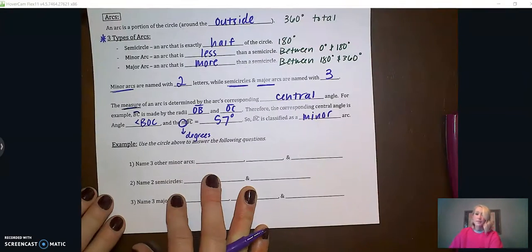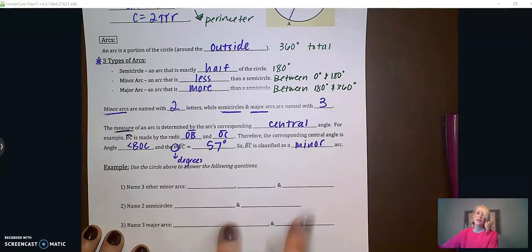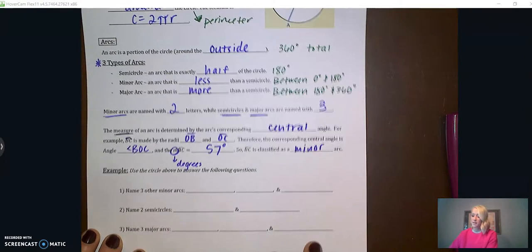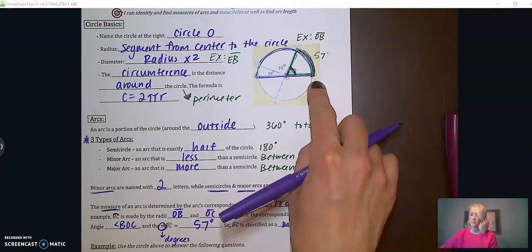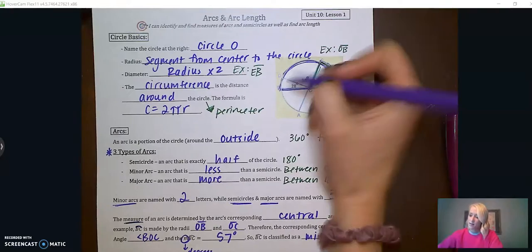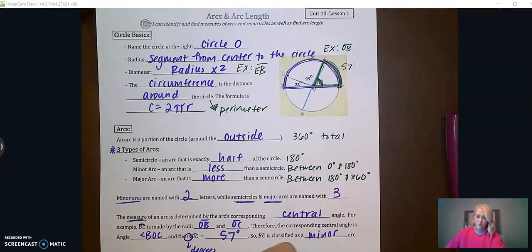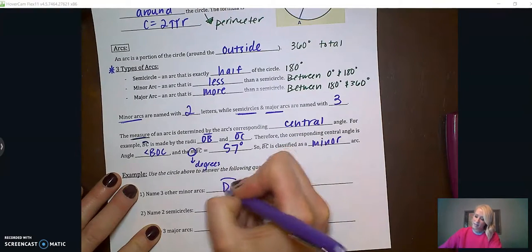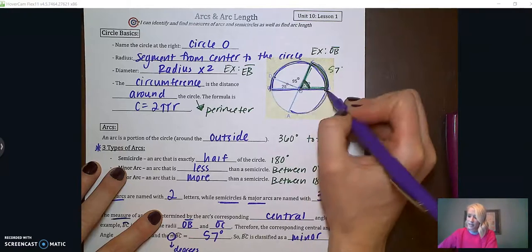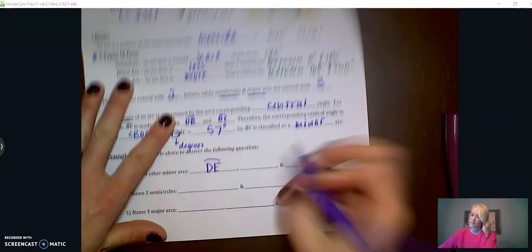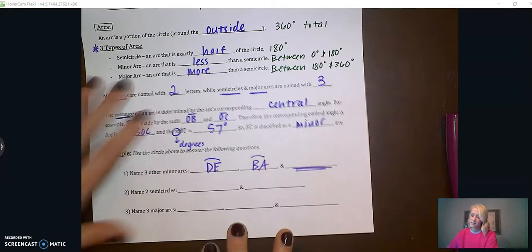Okay, let's just practice naming some arcs here. I'm going to name the first two, and then you can name the last one. How about we try naming 3 other minor arcs besides BC? So many options, guys. Anything that's less than half a circle, use 2 letters. So maybe I'll say DE. DE, ED, same difference. Put the little arc symbol above it. Maybe I'll say BA. That's less than half a circle. Why don't you try doing one more? Note it in your notes what the answer is.